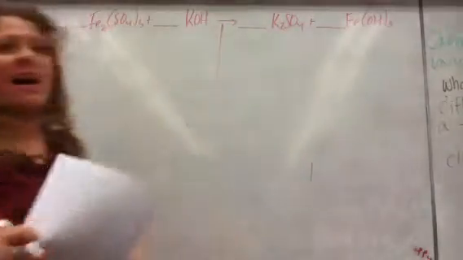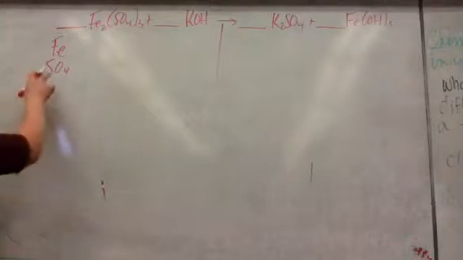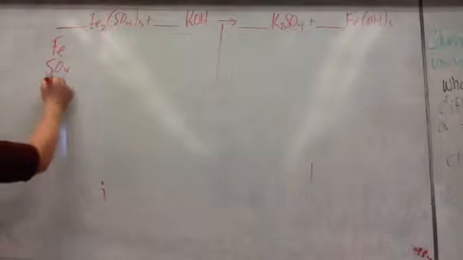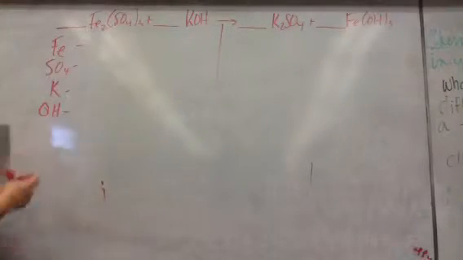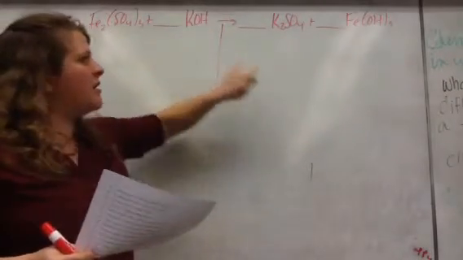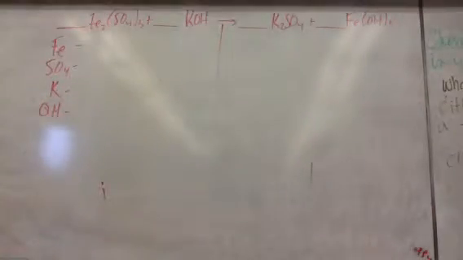We have a sulfate ion here, we have a sulfate ion here. It doesn't break up. So what that means is we can balance it as a unit. We have potassium, we have hydroxide. Same thing, we've got a hydroxide ion here, we have a hydroxide ion there. Does the hydroxide ion break up? Generate hydrogen gas or oxygen gas or something? No. So we can balance it as a unit.